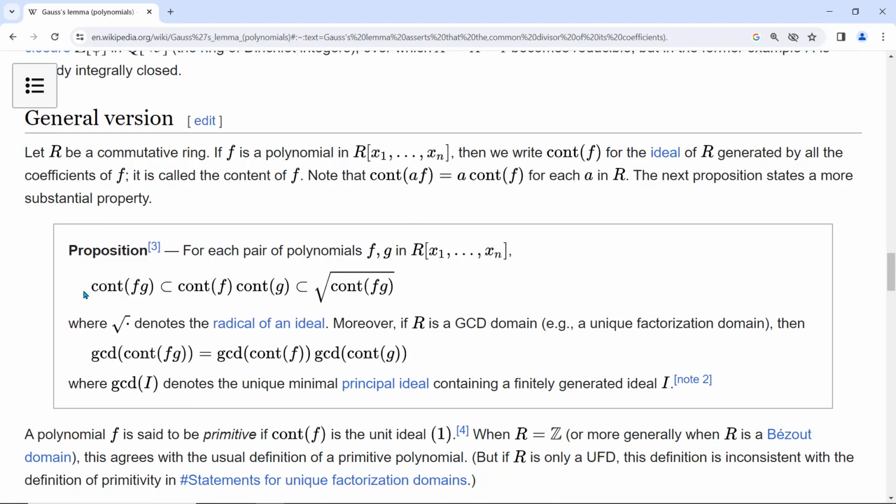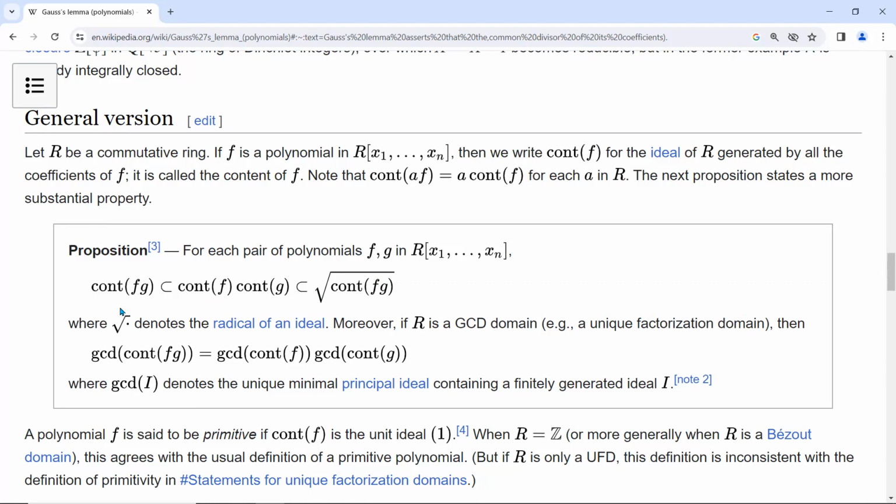Then you have this notion of content, and the next proposition shows this. So we have that the product of the contents, as ideals, contains the content of the product, and this is contained in the radical. If you don't know, then read what is the radical of an ideal. This is the geometrically nice thing, the radical, rather than just the ideal.